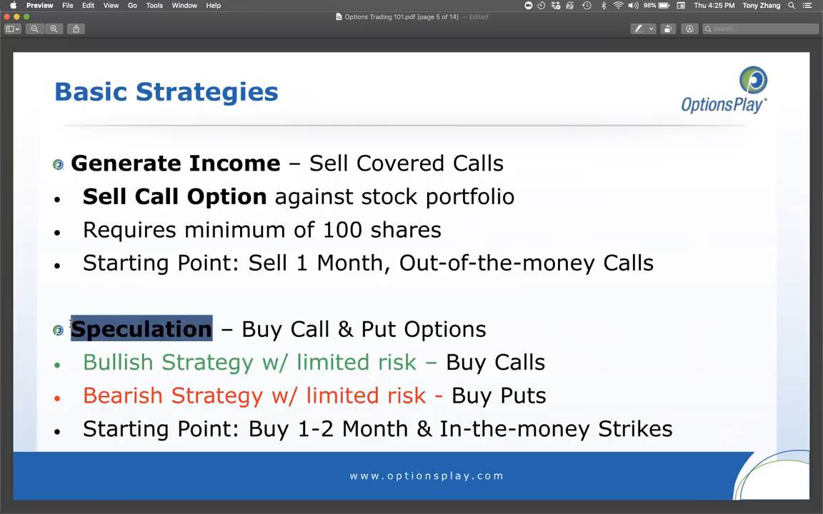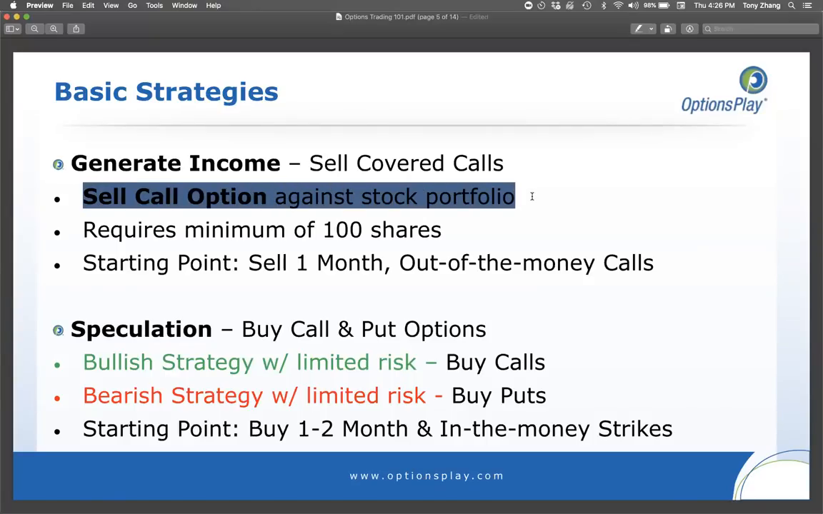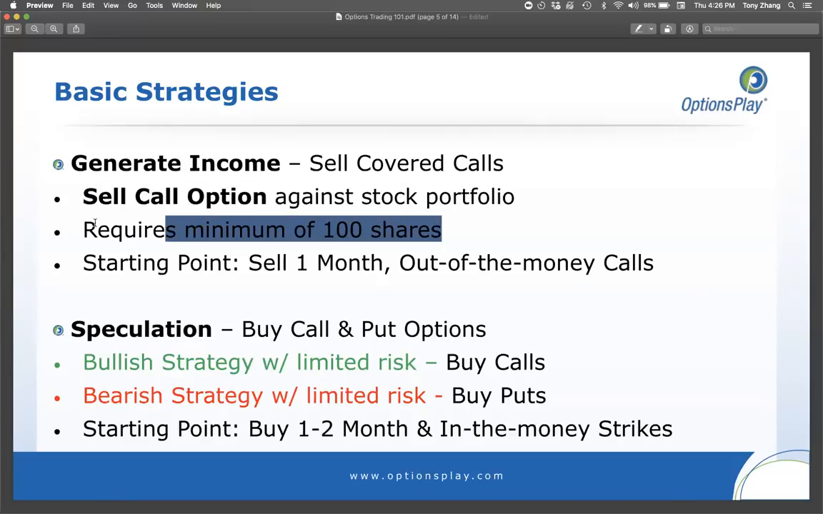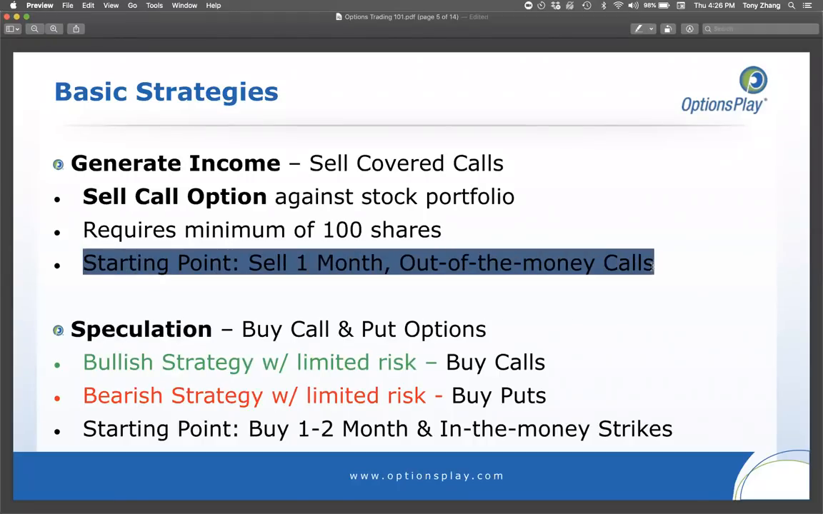So between these two, for generating income, the strategy that you would use is to sell covered calls. I would imagine that since 94% of you have said that you've traded options before, you're probably familiar with what a covered call is. A covered call is where you sell a call option against any stock in your portfolio. This requires at least 100 shares of that stock. A good starting point is to sell about 1 month out of the money calls when you're selling covered calls. And if you don't know what that means, we're going to come back and explore that in a minute.